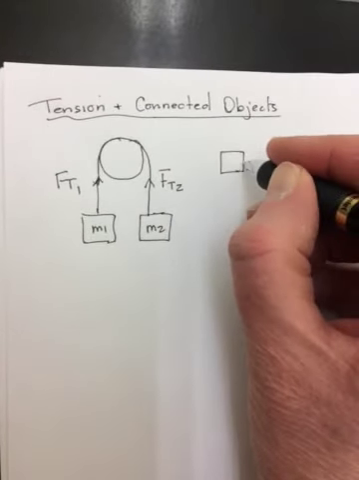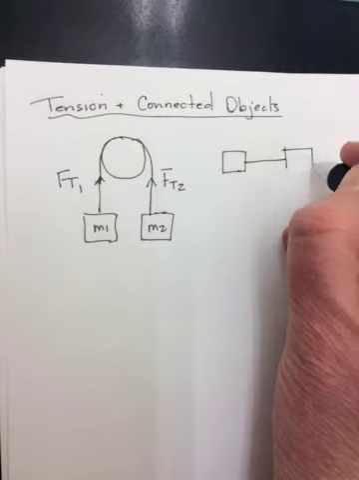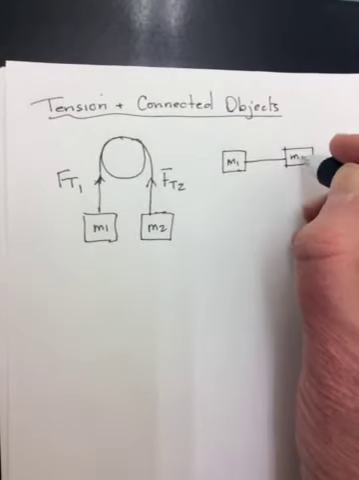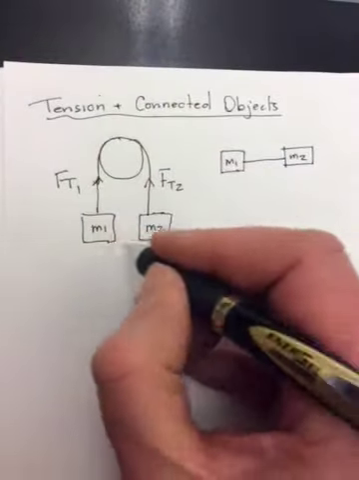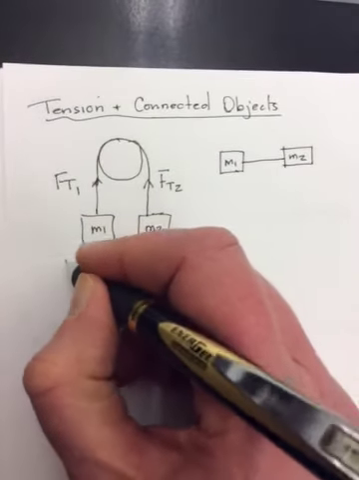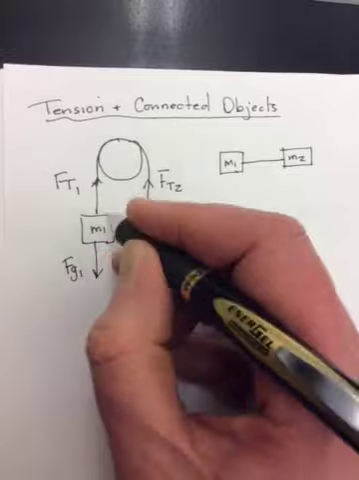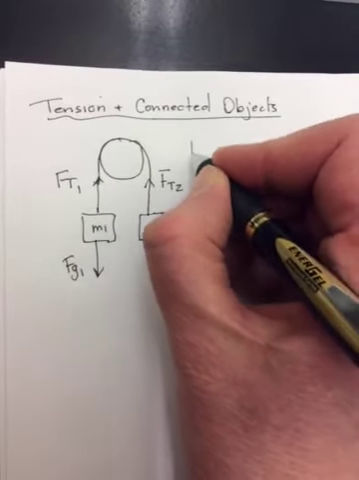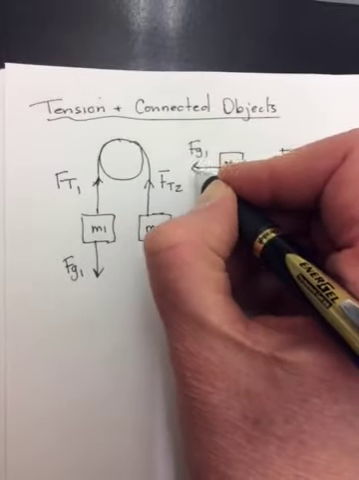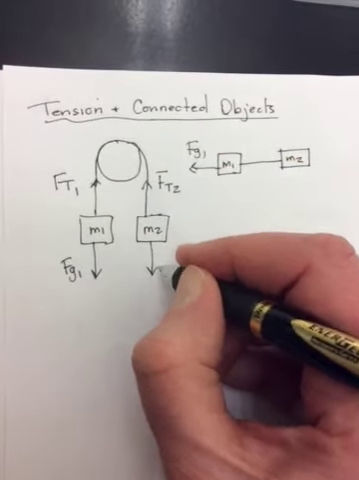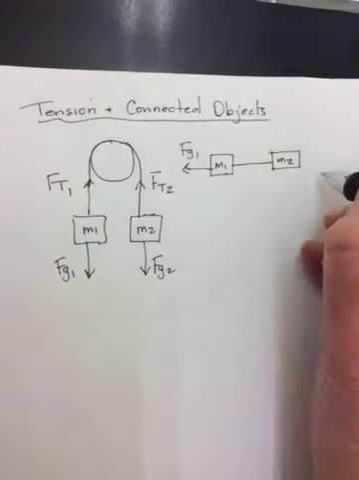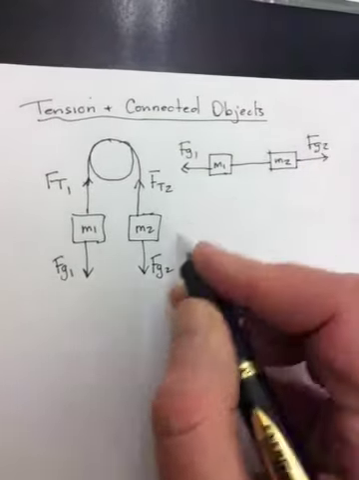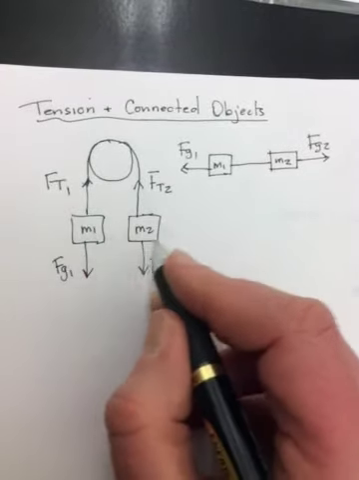Oftentimes, when we have pulleys involved, we will draw our objects in a straight line. What are the forces acting here? Well, there's Fg1 acting down on this side, the weight of M1, so it would be pulling out like this if it was in a straight line. And the weight of M2 would be acting down on this side, so it would be pulling this way. So it's kind of like they're in a tug of war. And which one wins? Well, the heavier one does.